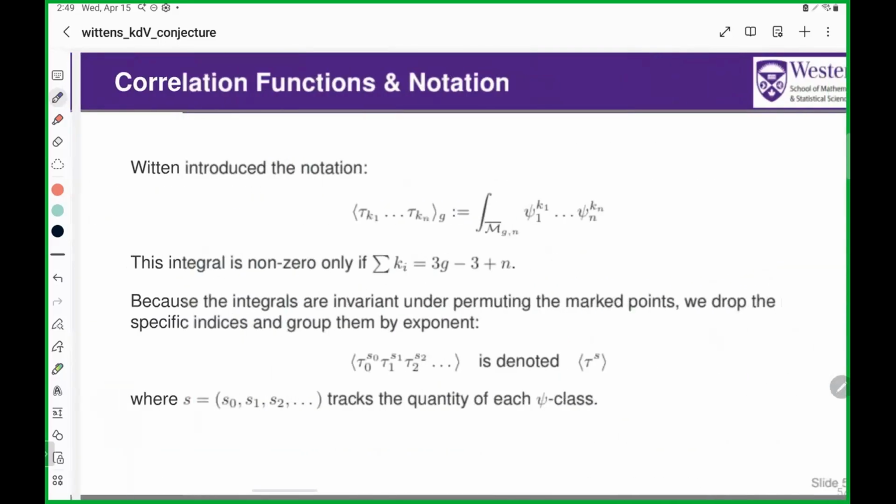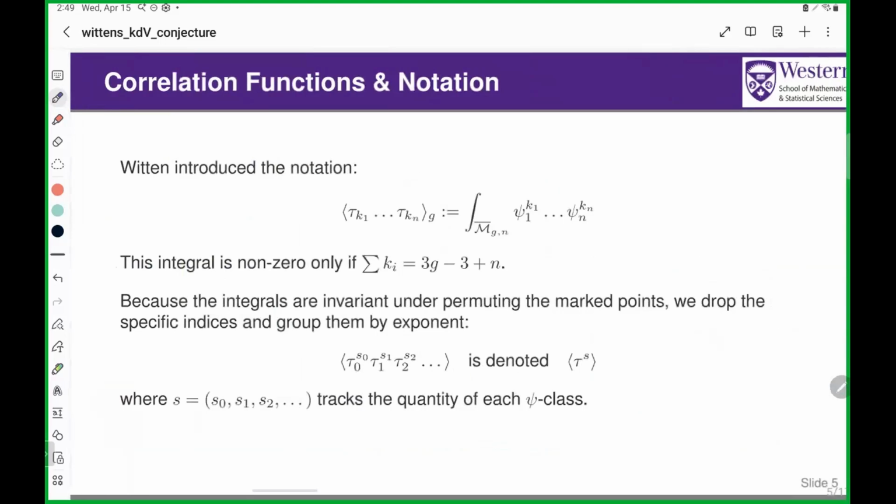So now I'm going to get into the notation that Witten has. This is Witten's notation, and this is a correlation function. So, correlation functions, one example of it. These taus here, this is notation, it's bookkeeping. So I'll just explain what this is.